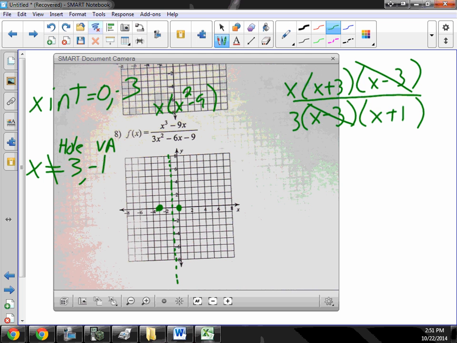Well, can you have a hole and an x-intercept at the same place? Oh, I see what you're saying. Okay. So you know that it's going to look like that. Well, that might not be true, because remember, 0 over 0 isn't always 0. Wait till you get to calculus and it all makes sense.